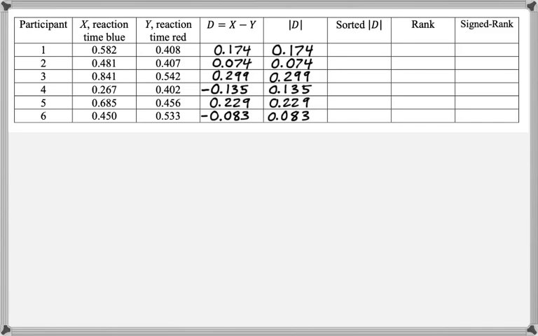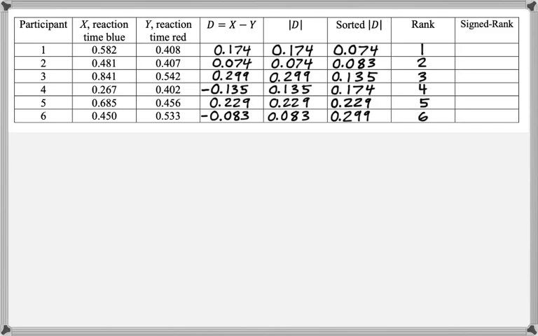Then we sort these in order from smallest to largest. So 0.074, 0.083, 0.135, 0.174, 0.229, and 0.299. Now, because there are no ties, the ranks will just be 1 through 6.